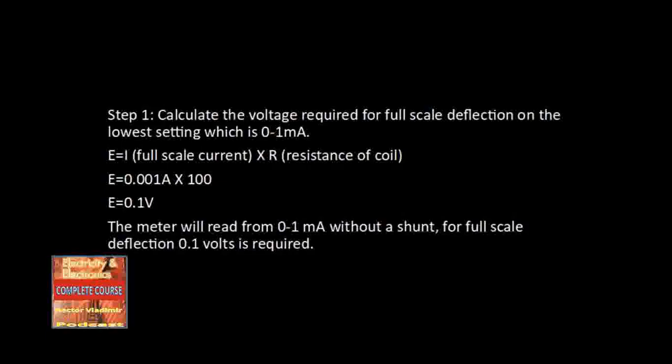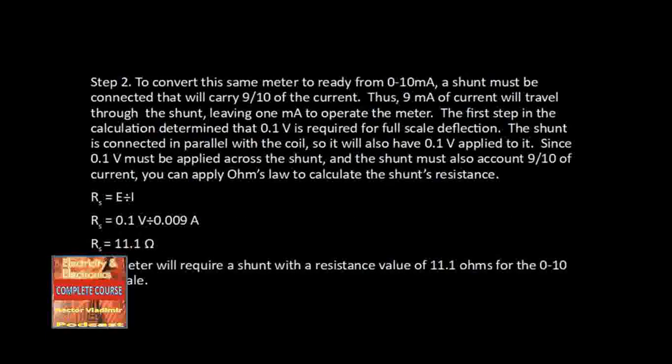Using Ohm's law, voltage, or E, equals I, the full-scale current, times R, the resistance of the coil. So we have the current, which is 0.001 amp, or 1 milliamp, times the resistance, which is 100 ohms. Using Ohm's law, voltage equals 0.1 volts. The meter will read from 0 to 1 milliamp without a shunt for full-scale deflection of 0.1 volts. So 0.1 volt is required for full-scale deflection.